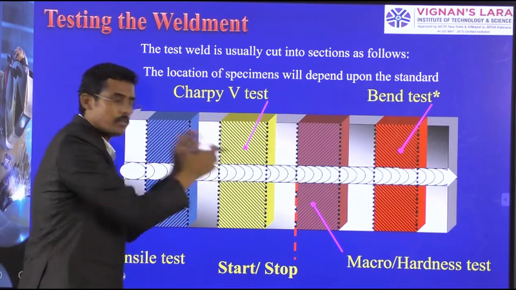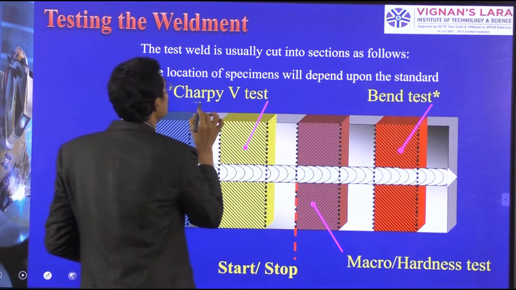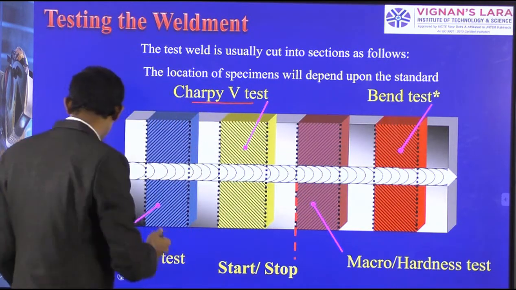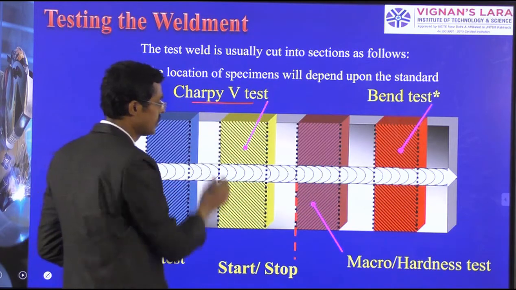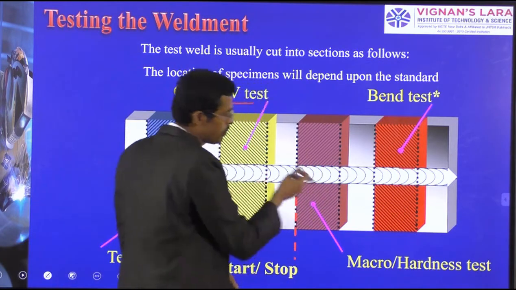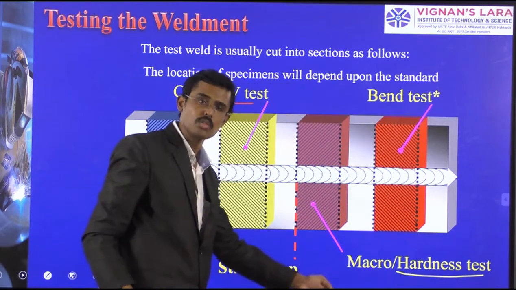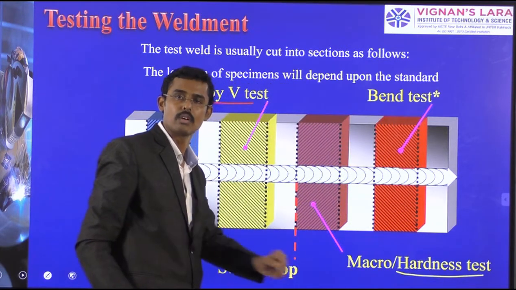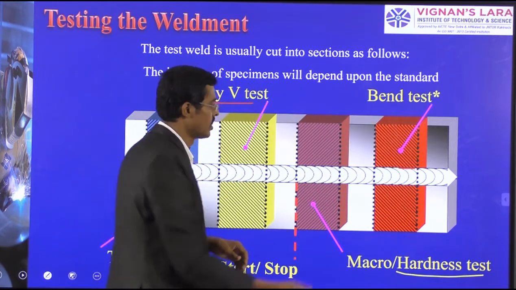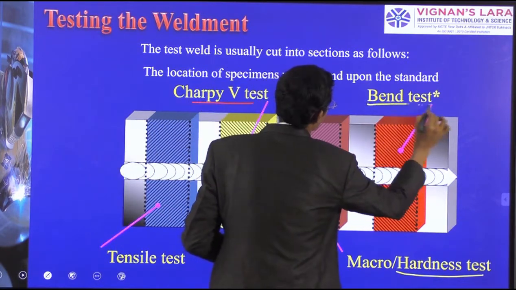And the second specimen I have taken for the impact test. Tensile and impact. Then you see, the next specimen we can use for the hardness test, and also for the macro testing process, macro inspection for quality welds. And the last one again is used for the bend specimen.